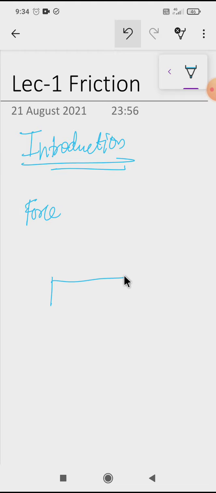So if this is a surface and this is an object which is sliding in this direction, the friction force will act in the opposite direction. In some cases, friction is to be reduced.